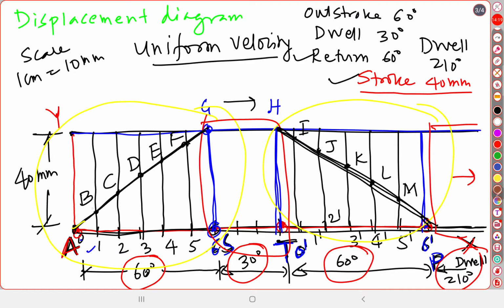Okay. So this complete diagram, starting from this A to G, G to H, H to P, and P onwards, is nothing but called a displacement diagram. This one is the displacement diagram that we have plotted for this particular problem. Now if we have a displacement diagram, then only can we draw a cam profile. So let us see how to construct a cam profile.